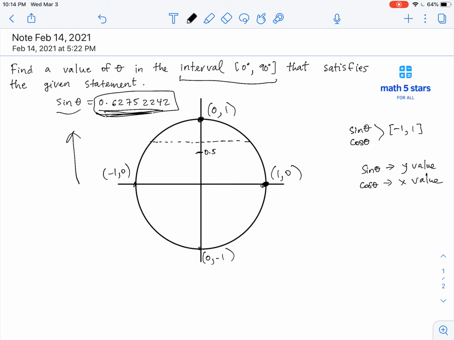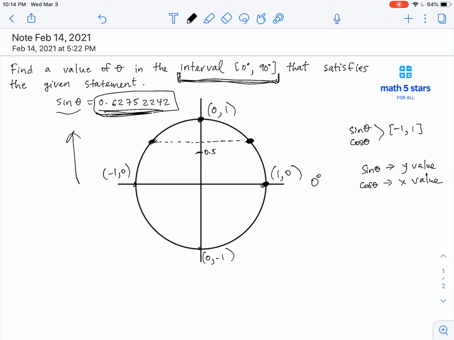So what does that mean? It means that our point will be either here or here, right? So which point do we choose? In order to find which point to choose, we need another piece of information. And here we are told that the interval is from 0 to 90 degrees, right?